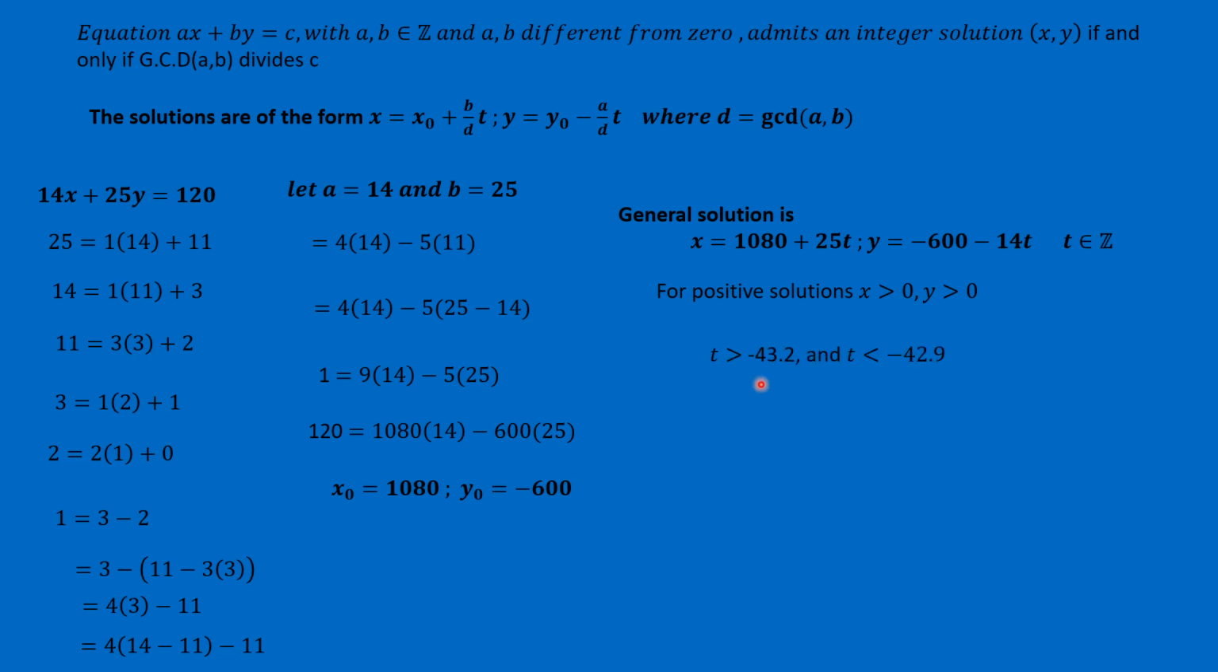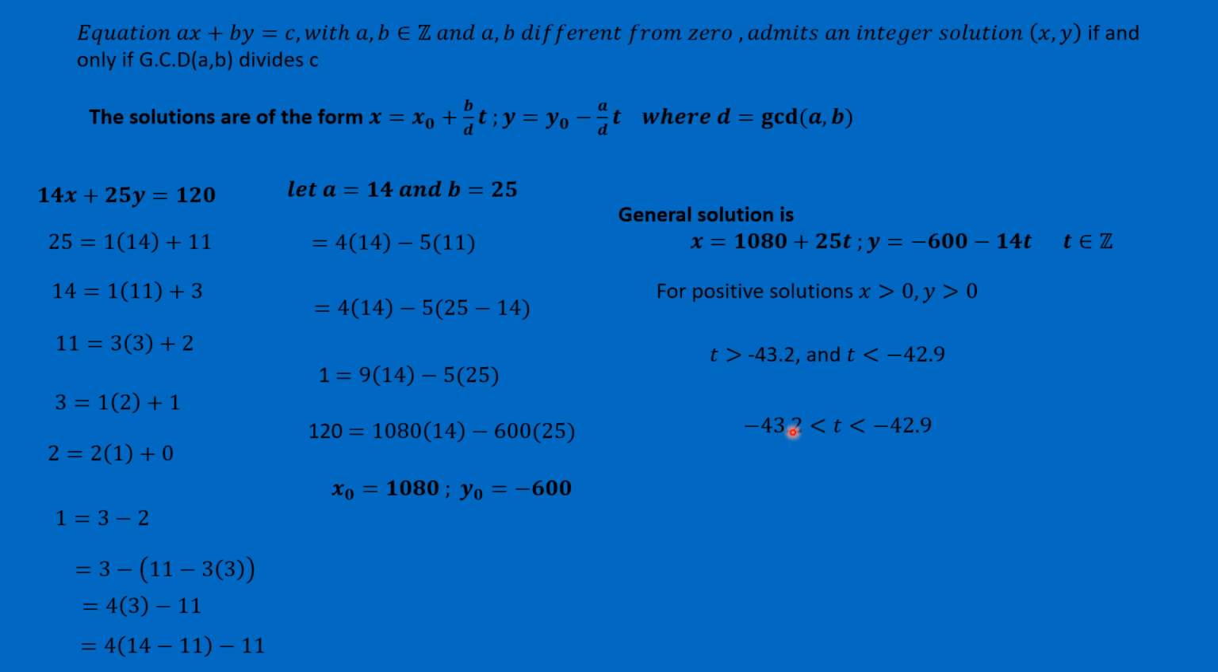should be greater than negative 43.2. And the other one, when you take this one greater than 0 and solve the inequality, this is a linear inequality. When you solve for t, you have t less than minus 42.9. And then now with that in mind, we can also write it like t is greater than this, as you can see, but less than minus 42.9. Now remember t is an integer.